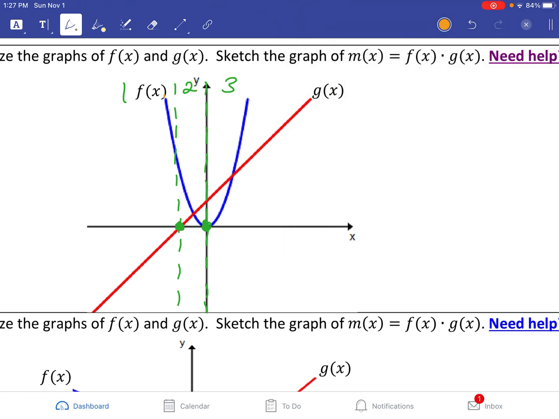So we've got the blue line is positive, the red line is negative. So a positive times a negative is equal to a negative. And in the middle region at 2, the blue line is positive, the red line is positive. So positive times a positive is equal to a positive. In the third region, we have a positive and we have a positive. So that's going to be a positive times a positive is equal to a positive.